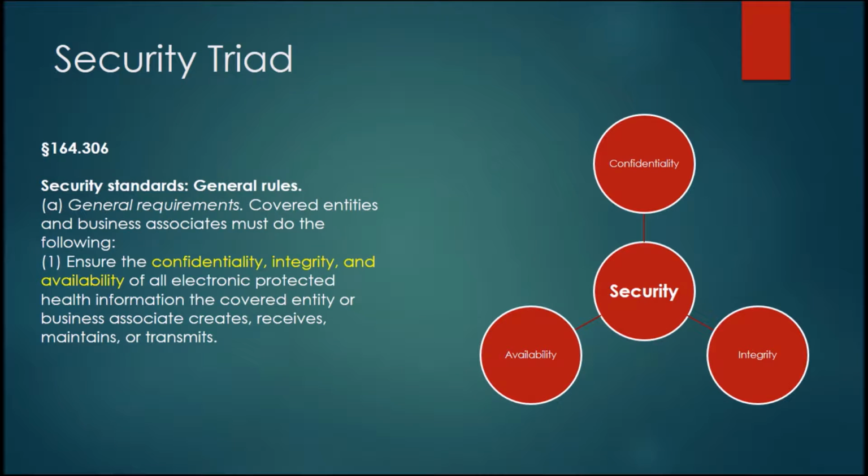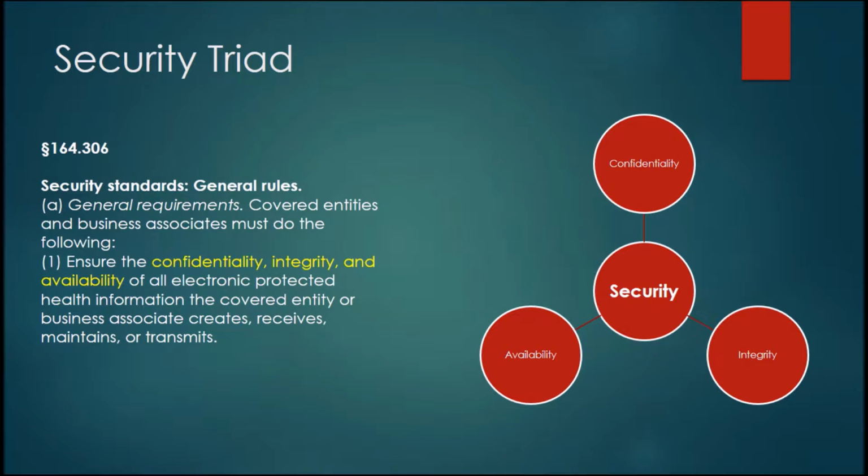Working in security, you'll hear of the security triad, which is maintaining the confidentiality, availability, and integrity of information. The way I like to think about it is that privacy defines what we protect, security defines how we protect it. Section 164.306 states that covered entities and business associates are required to ensure the confidentiality, integrity, and availability of all electronic protected health information the covered entity or business associate creates, receives, maintains, or transmits.